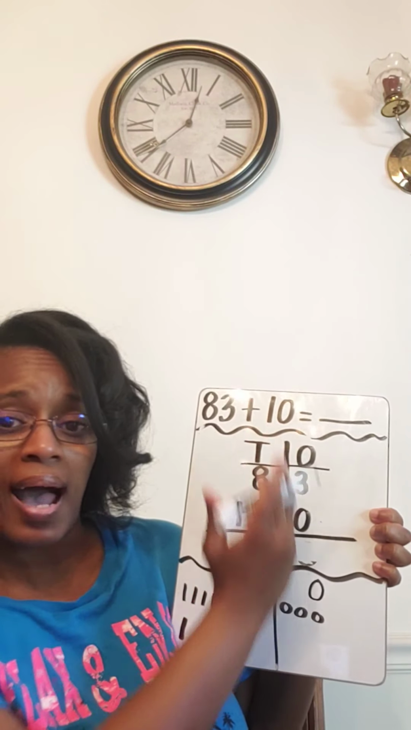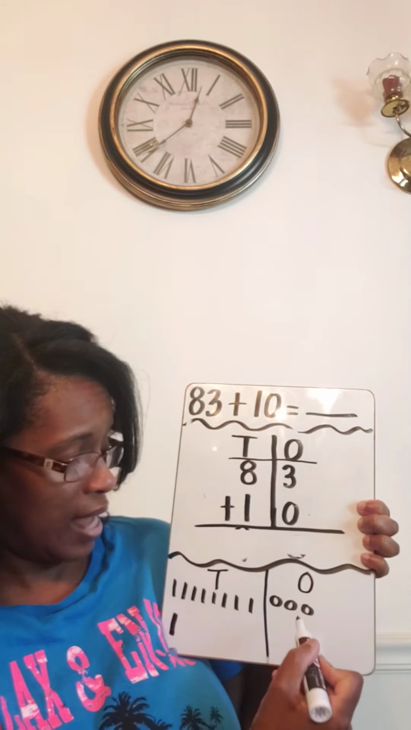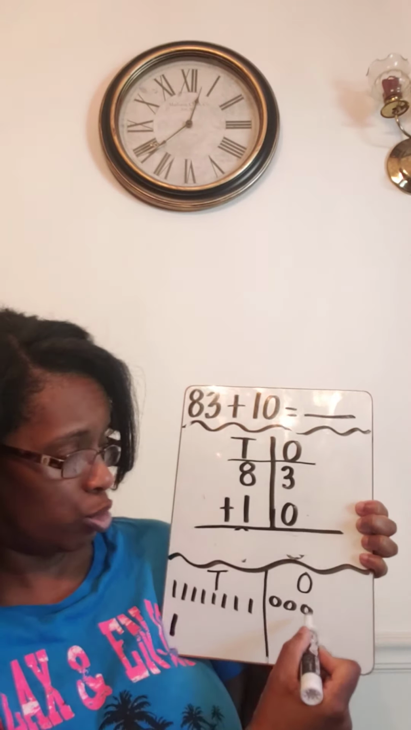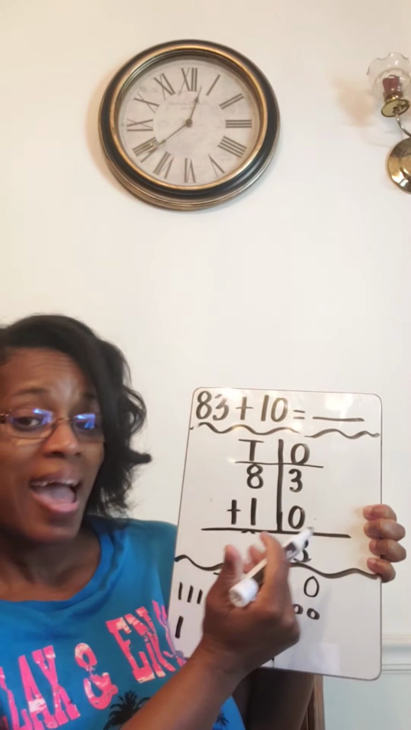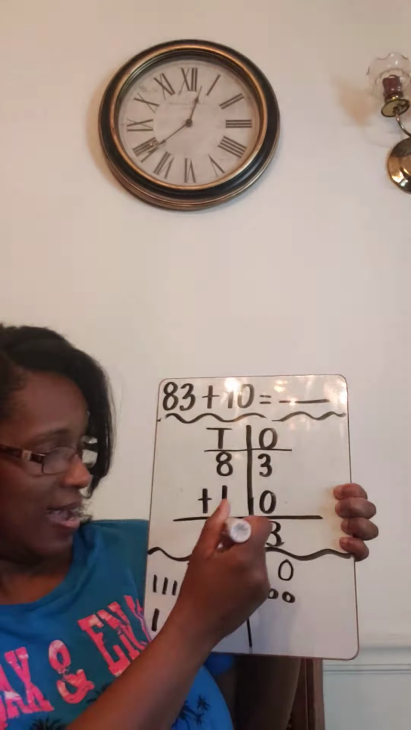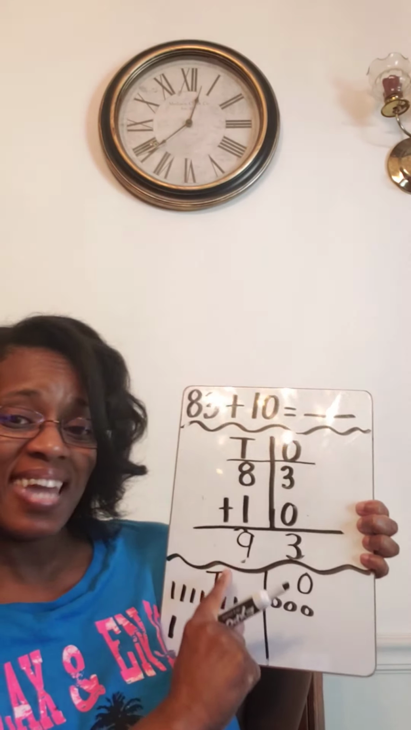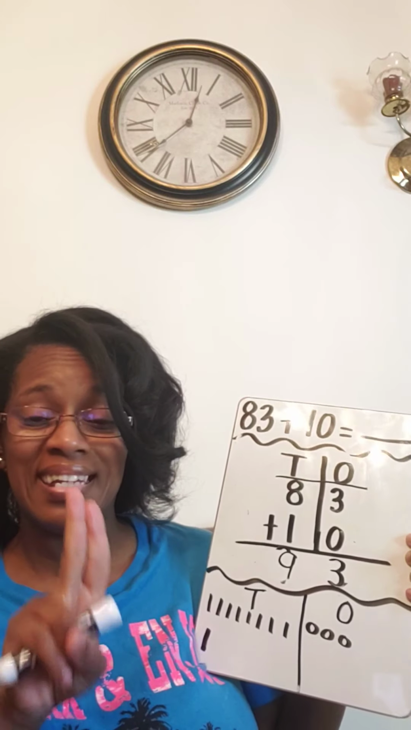I'm going to line everything up. So how many ones are there when I do it? There are 1, 2, 3 ones. I put it up under the ones. How many tens are there? 8 and 9. So 9 tens and 3 ones gives me the number 93.